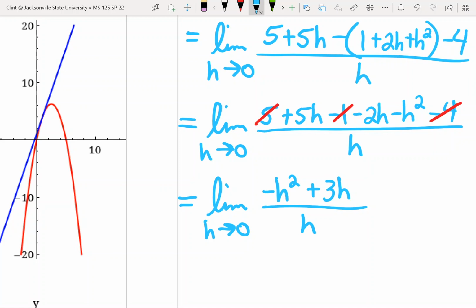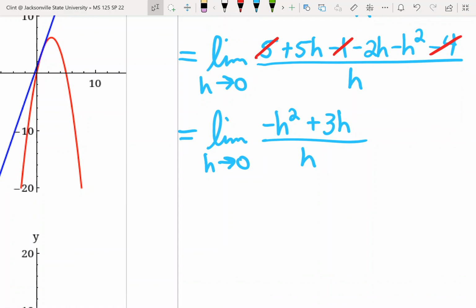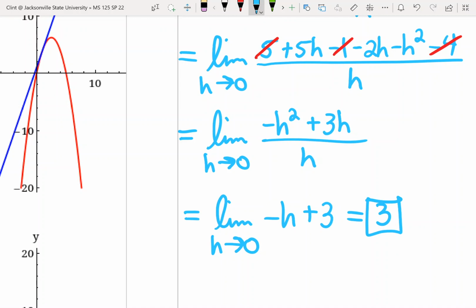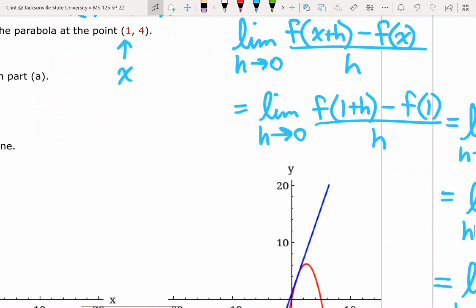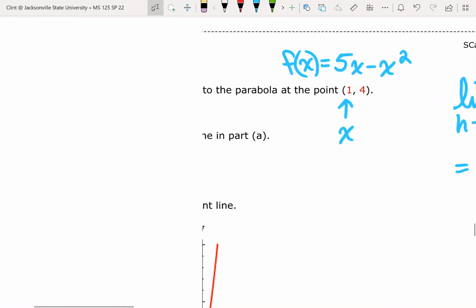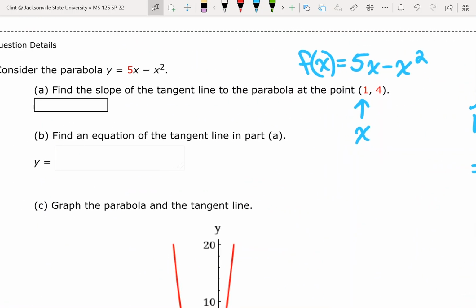And then we can factor out an h and cancel, so that'll leave us with minus h plus 3. So what's our limit? 3. That's the slope of our tangent line at this point, (1, 4). So the slope is 3.